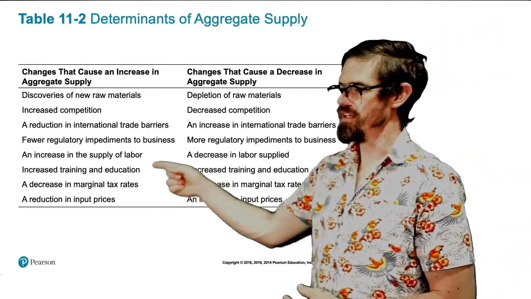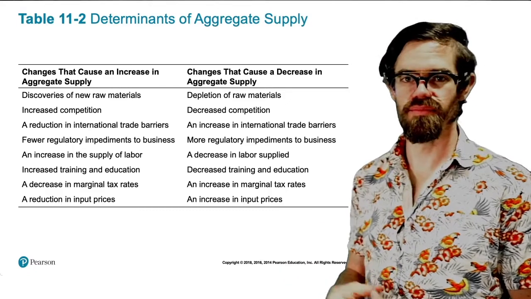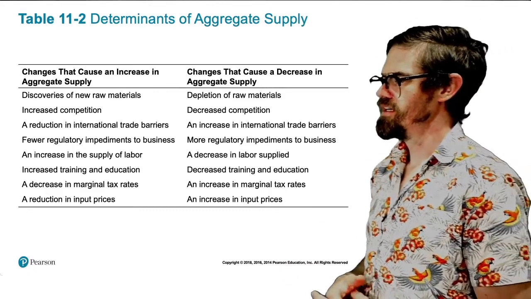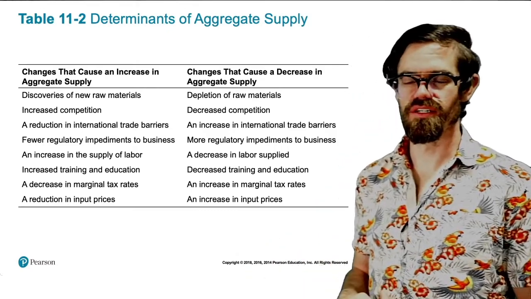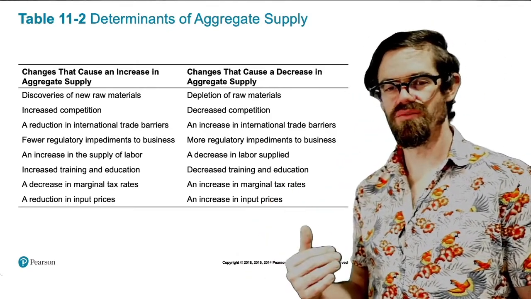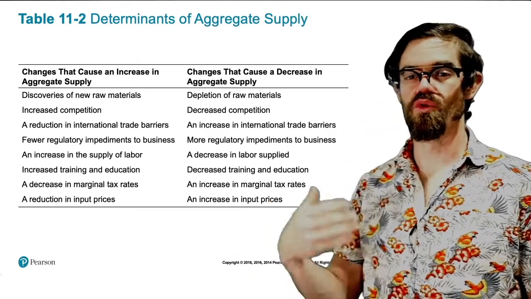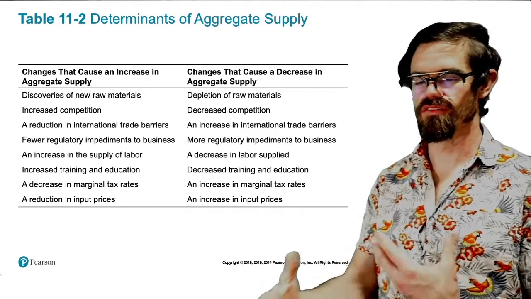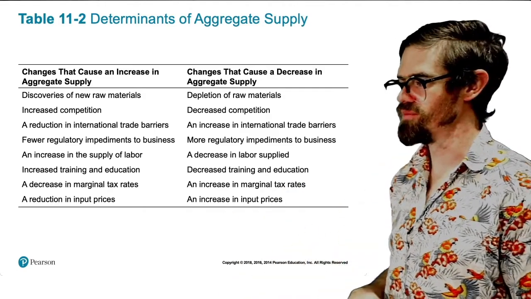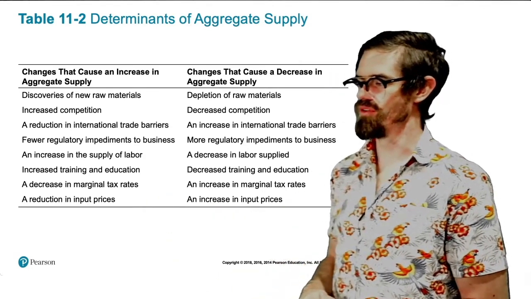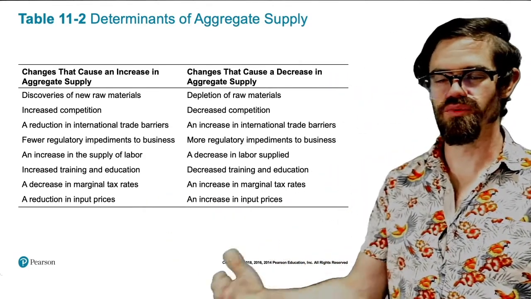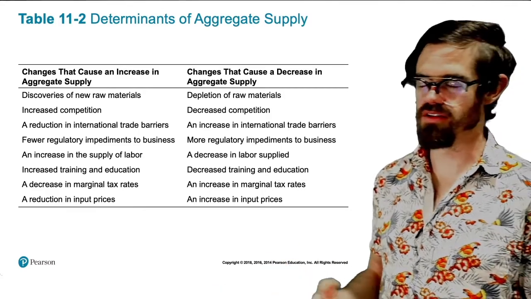Increased training and education, right? That makes people more productive. A decrease in marginal tax rates. So the reason that works is because if you decrease what you charge people in taxes, they're more motivated to work because the government isn't taking as much of their money. And then, of course, the reduction of input prices. So if inputs are cheaper, then it's cheaper to make things.